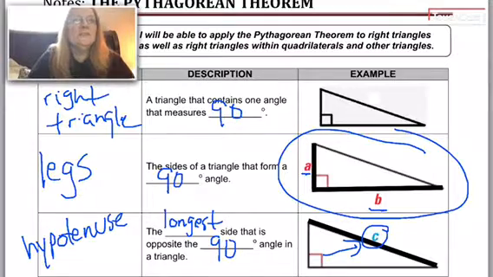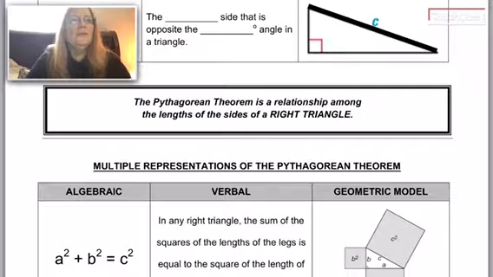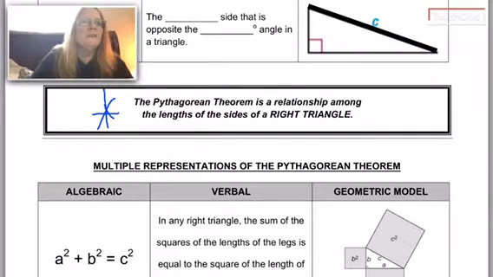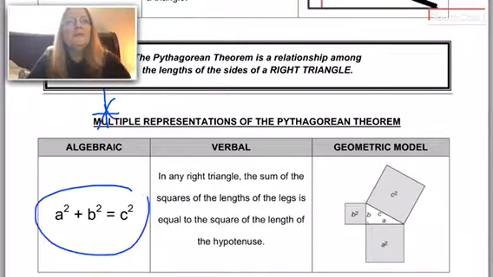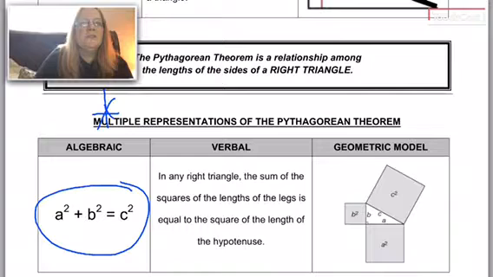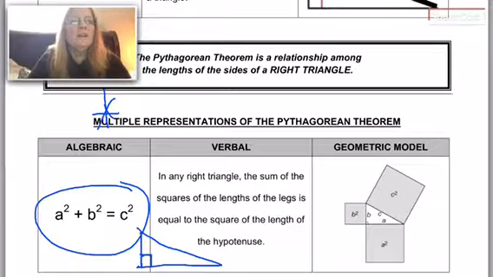Okay, so let's look at some examples. The Pythagorean theorem, this is really important. It describes a relationship among the lengths of the sides of a right triangle. That's all it is. So here's some different ways that it can be represented. First, algebraically, and the one that most people remember is a squared plus b squared is equal to c squared. That is describing a relationship between the lengths of the sides of this right triangle, where a and b are the legs and c is the hypotenuse.